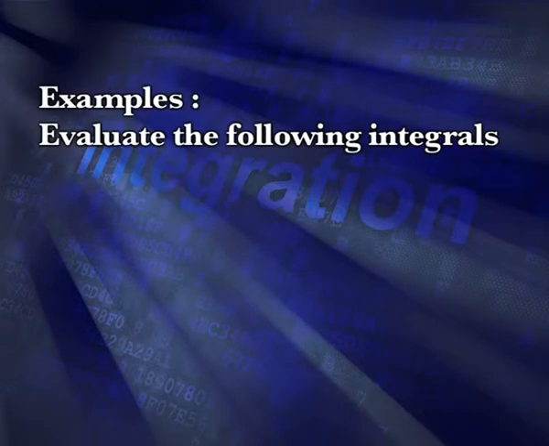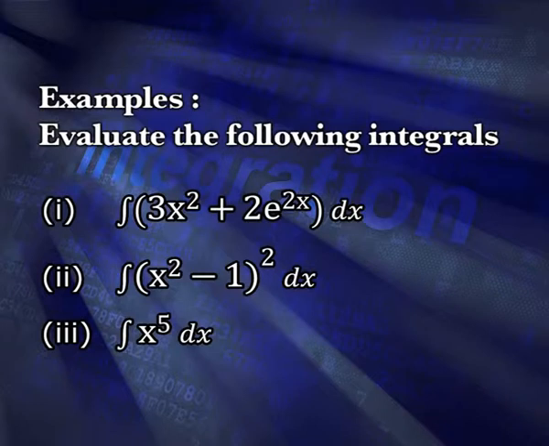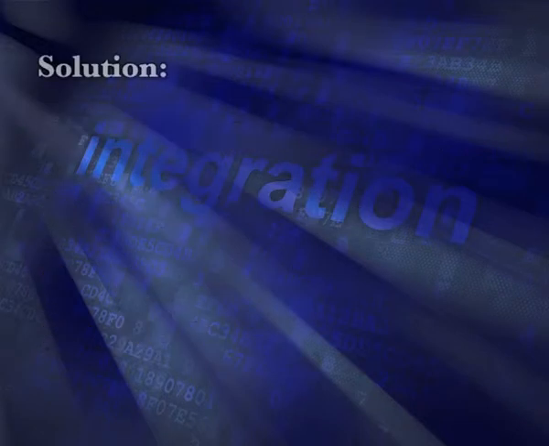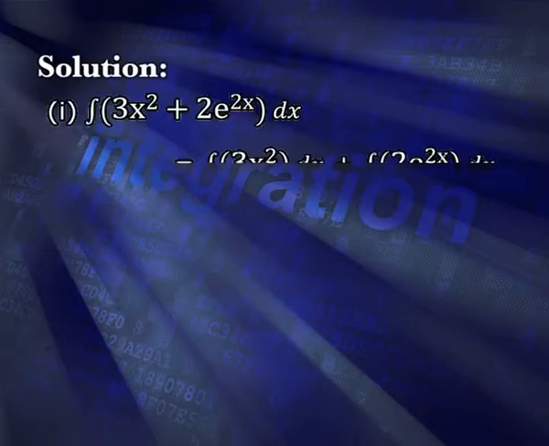Let's see an example here. Evaluate the following integrals. First one, integration of 3x square plus 2e to the power 2x of dx. Second, integration of (x square minus 1) the whole to the power 2 dx. Third, integration of x to the power 5 dx. Let's see the solution one by one.